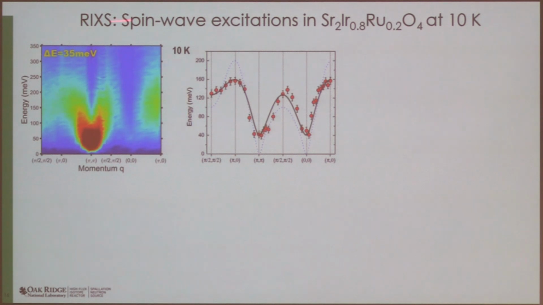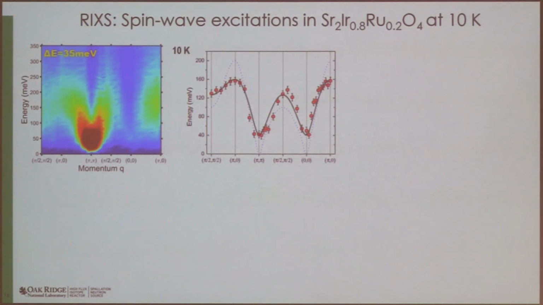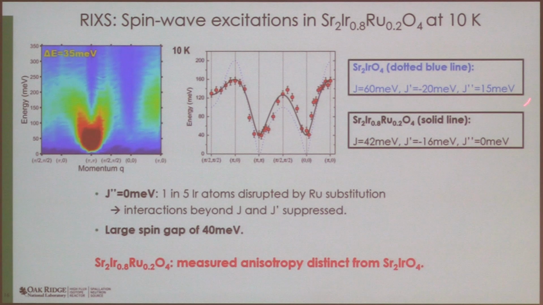So here's the RIXS spectra, resonant inelastic X-ray scattering, on the 0.2 case. So this is where we're just in this regime of the C-axis aligned antiferromagnetic spins. We've subtracted out the elastic line and then taken cuts to give the data points, the red circles shown here, varying through different regions in the Brillouin zone. The dashed line is what you would expect for putting in the parameters for Sr2IrO4. You can see that we're clearly shifting away from this.